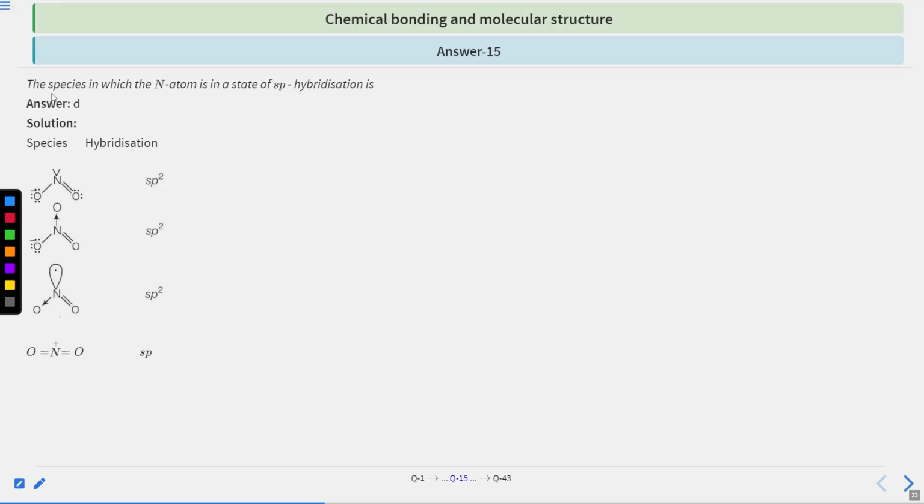Okay, so the correct answer is option D. These are the species given in the options, and this is the hybridization state related to the molecules given. For NO2 minus, the hybridization is sp2. For NO3 minus, the hybridization is sp2. For NO2, the hybridization is sp2, and for NO2 plus, the hybridization is sp. Hence, in the NO2 plus ionic molecule, the hybridization is sp. Hence, the correct option will be option D.